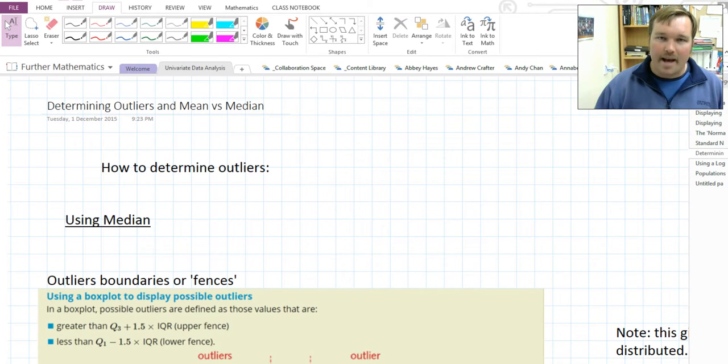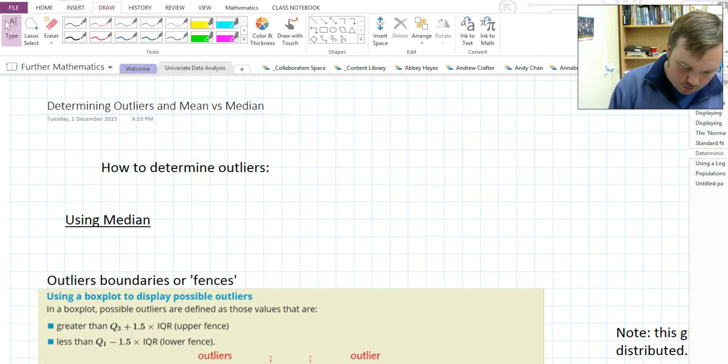Cover looking at mean and median and how to calculate outliers, and then a couple of other things that you may not have picked up in years before. I don't want to recover what you've done before, but I do want to make sure you have got some of the more interesting features of mean and median. Firstly, how to determine an outlier.